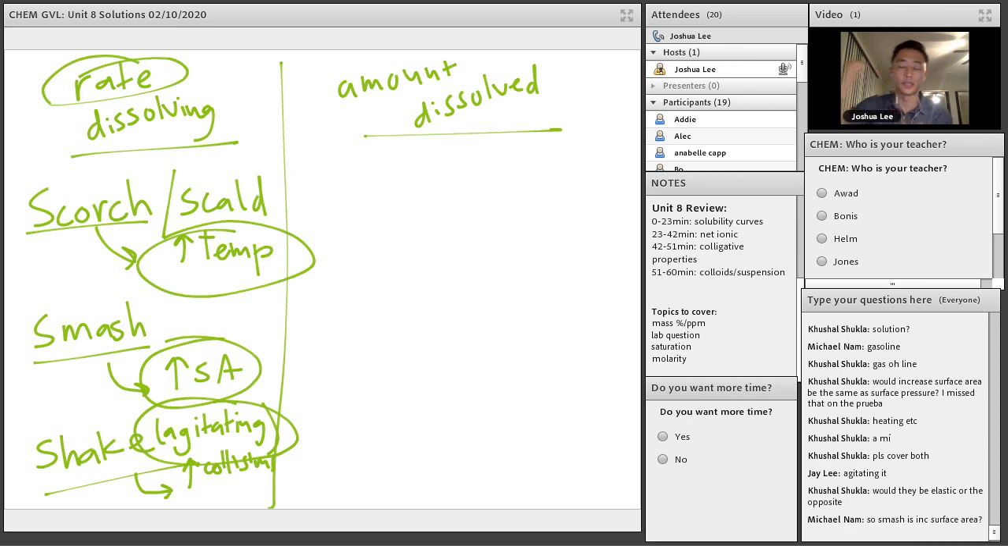When you smash something, like if you smash a bug, the bug probably started off like this. But then as soon as you smash it with your foot, what's going to happen to the bug's surface area?